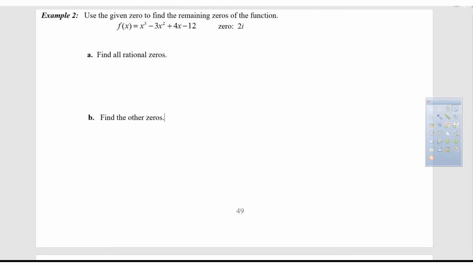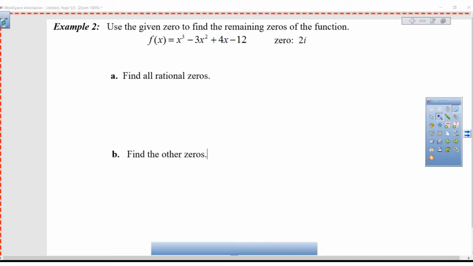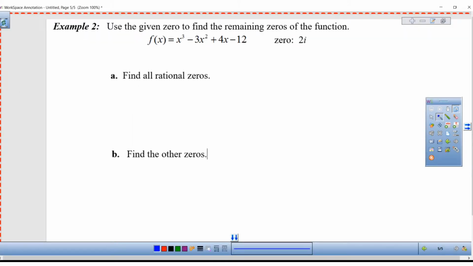Okay, now they do tell you right here that you have a solution of 2i. So you know if you have a 2i, you have a negative 2i. Those aren't rational. Remember, rational numbers don't have i's, they don't have square roots, they're just regular numbers. So I can see right now that I'm going to have another zero of 2i and another zero of negative 2i. Now, to be honest, I never do that. I never do that because I can just figure it out, okay?